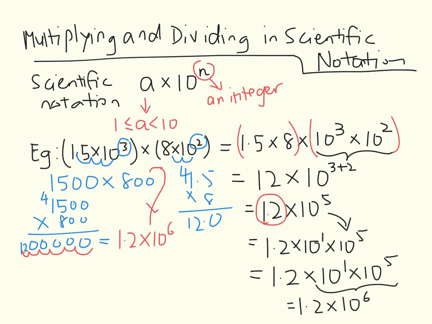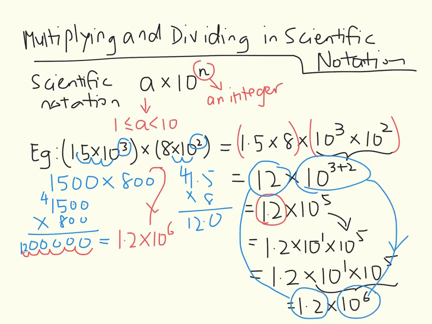One very useful observation is that as 12 is decreased by 1 decimal place to 1.2, the 10 to the 5th is increased by 1 to 10 to the 6th. So as the coefficient decreases by 1 decimal place, the power increases by 1.